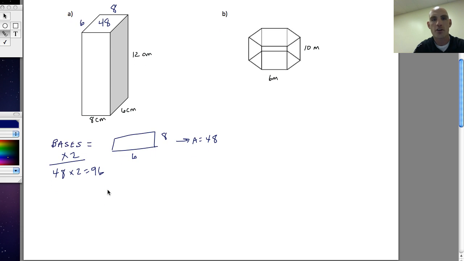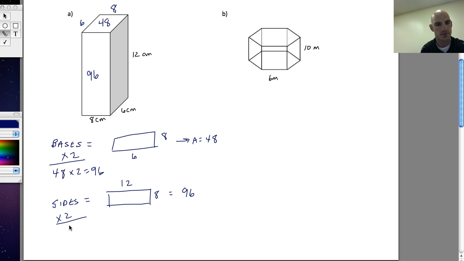When we look at the lateral surface area, that's not the bases, these sides here, we have 2 different sides, and one of them is 8 by 12. So we draw in this rectangle, 8 by 12, and this is going to be 96 in and of itself. It's got a partner on the back side, right? So there's 2 of these, and 96 times 2 is going to give me 200 minus 8, so that's going to be 192 cm squared.